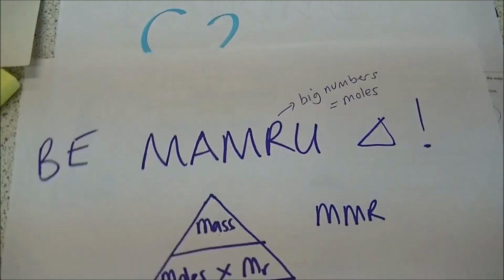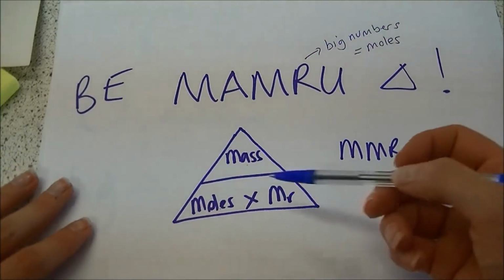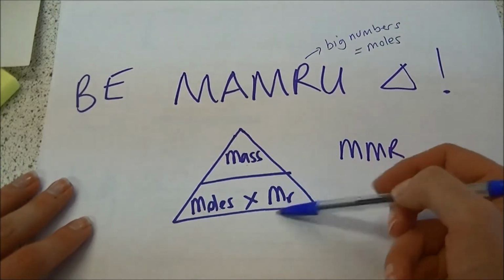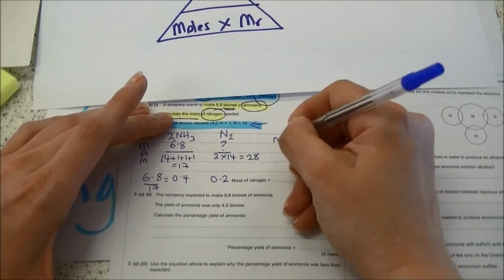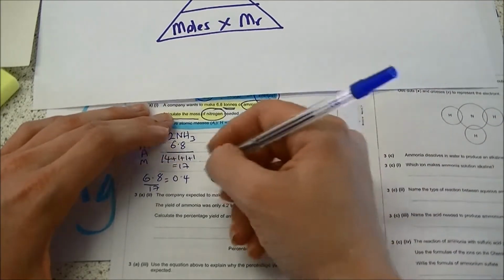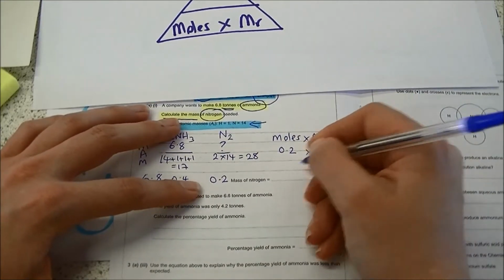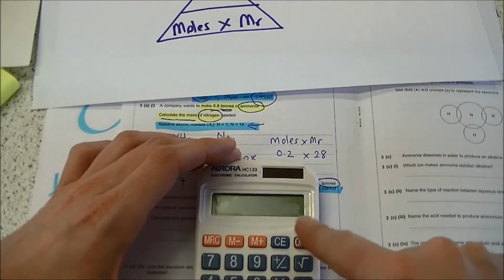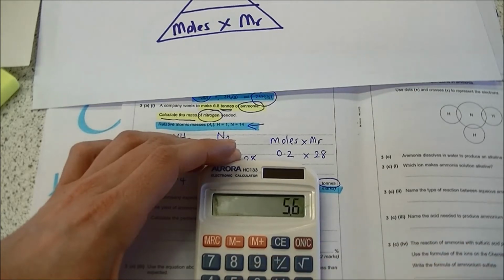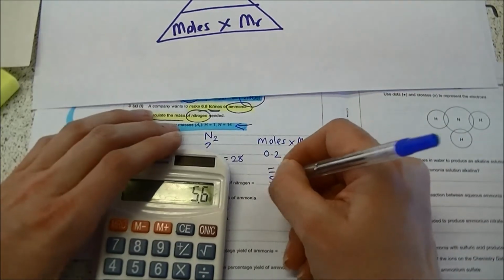Then it says to use the triangle. Okay, so BE MAMRU, use your triangle. Why can I use the triangle? Because now I've got the moles, I've got the MR, and I've been asked to calculate the mass. So all I need to do finally is moles times MR. The moles are here, 0.2, and I'm timesing it by 28 to give me the answer of 5.6. I'm just going to put that into my calculator again, 0.2 times 28, 5.6.